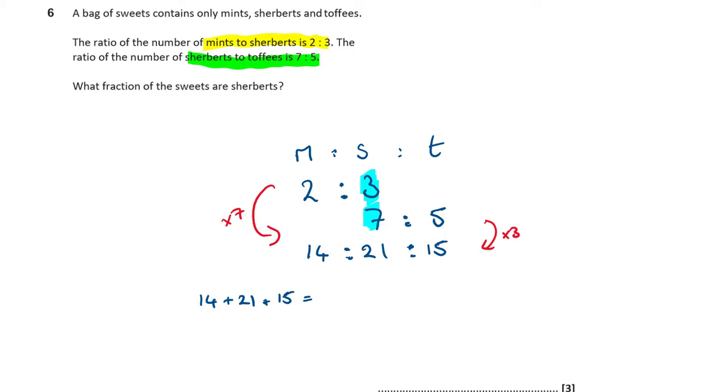21 and 15 is 36, plus 14 is 50, isn't it? There are 50 altogether. So therefore the fraction of sherbets is going to be 21 sherbets out of the 50 we have in total. It doesn't ask us to cancel it down, so I'm just going to leave it like that. 21 over 50.